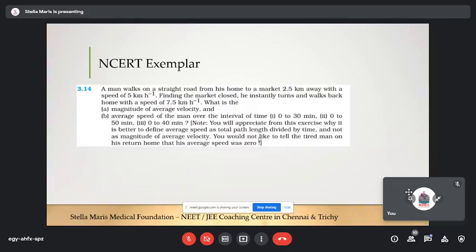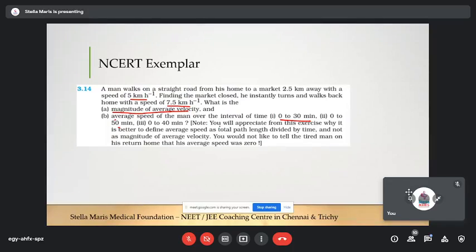A man walks on a straight road from his home to a market 2.5 kilometer away with a speed of 5 kilometer per hour. Finding the market closed, he instantly turns and walks back home with a speed of 7.5 kilometer per hour. What is the magnitude of average velocity and average speed of the man over the time interval 0 to 30 minutes, 0 to 50 minutes, and 0 to 40 minutes?